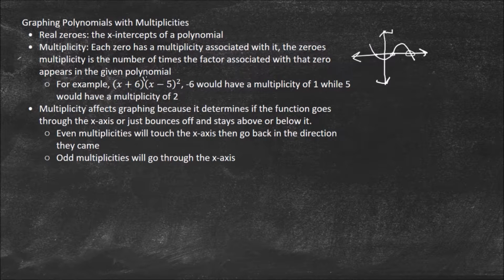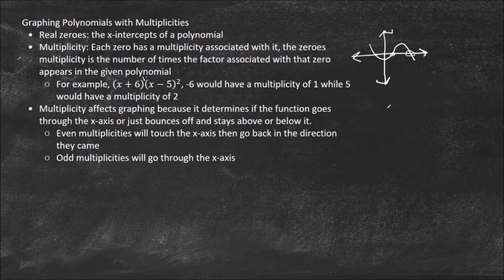So multiplicity affects graphing because it determines if a function goes through the x-axis or just bounces off and stays above or below it. Even multiplicities will touch the x-axis and go back in the direction they came, while odd multiplicities will go right through the x-axis. And that's the important part.